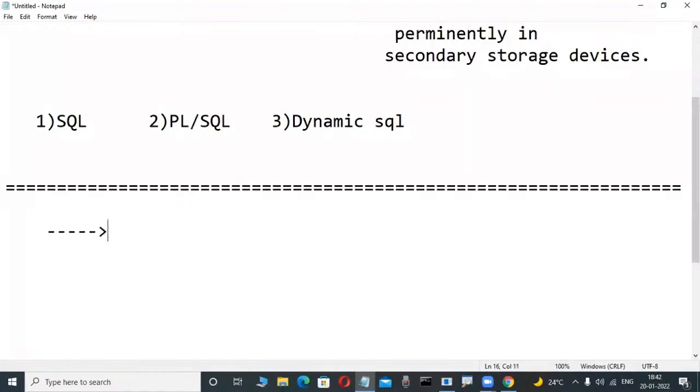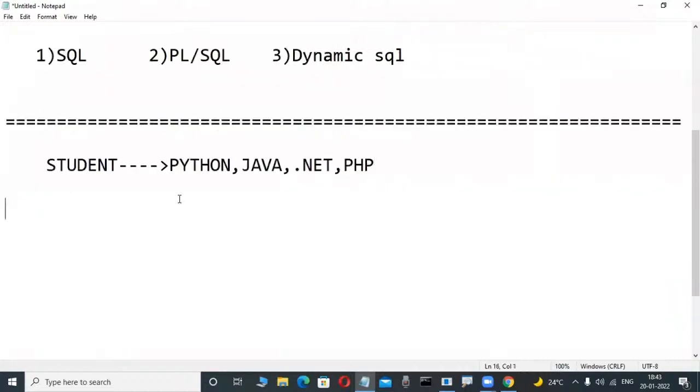First, from the student point of view. Many students are learning front-end courses. Nowadays they are learning Python, or Java, or .NET, ASP.NET, and web-based applications and PHP. These front-end applications they are all learning. These persons are web-based application programmers. Web-based is also possible in Java or Python.